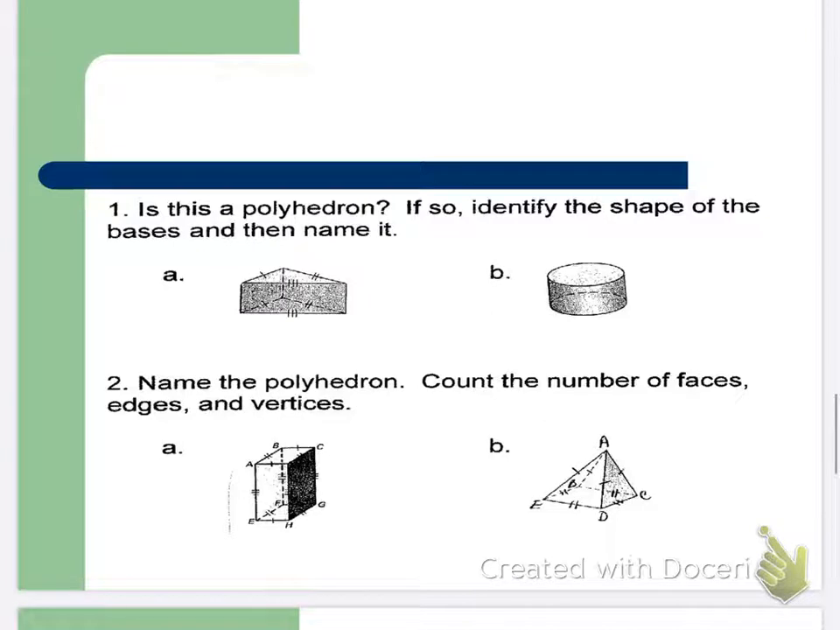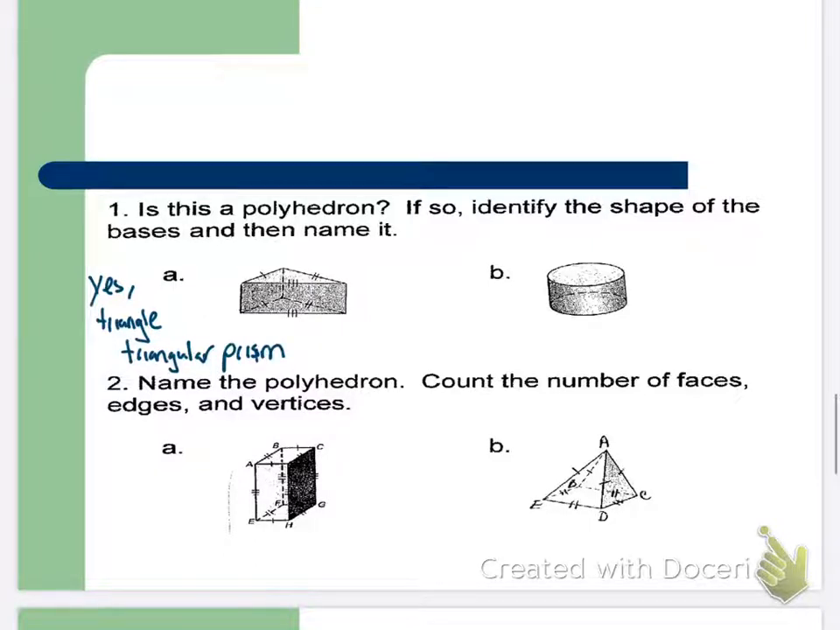So is this a polyhedron? If so, identify the shape of the base and then name it. So if we look at this first one, you see that all of the sides are formed by polygons. So yes. I need to put it back in marker mode. Yes. And we know that the base is a triangle. The sides are rectangles, so we know this will be a triangular prism because prisms have sides that are rectangles.